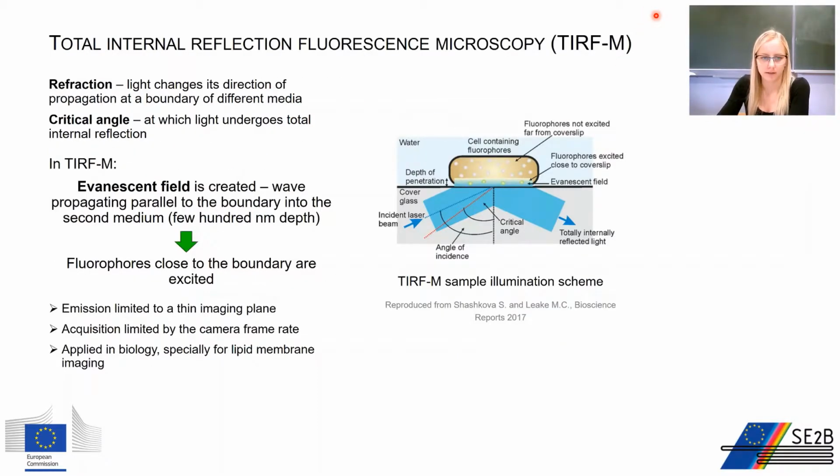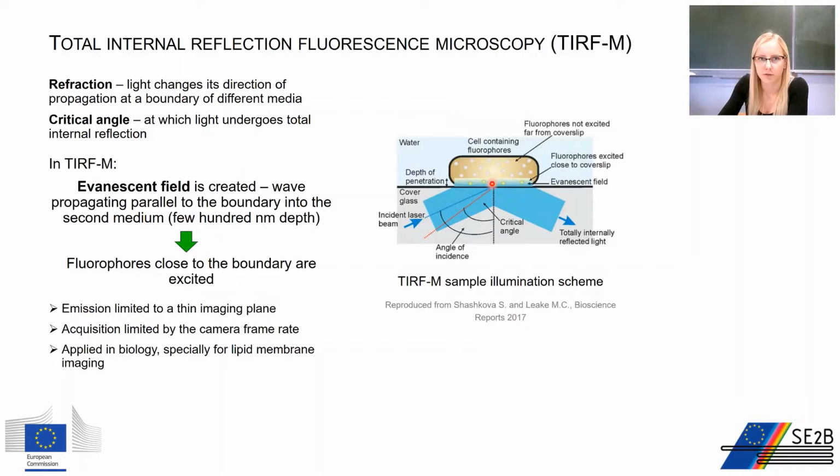And the third technique is total internal reflection fluorescence microscopy. This one is based on total internal reflection of light. When light is incident at the boundary of two media, it changes its direction of propagation. If the incident angle reaches a particular critical value, light does not enter into the second medium anymore, but undergoes total internal reflection.